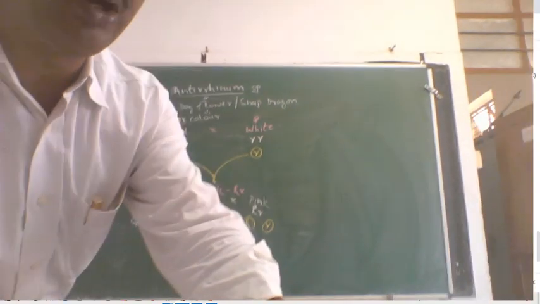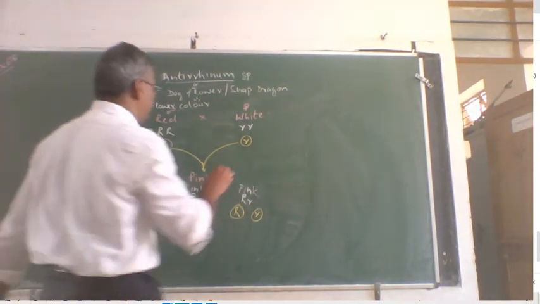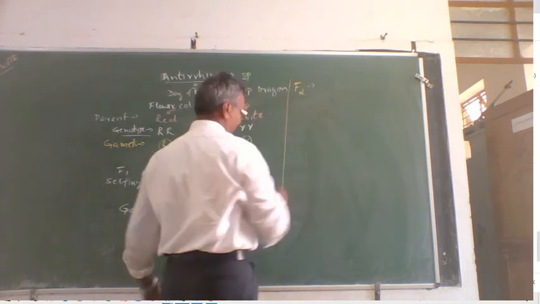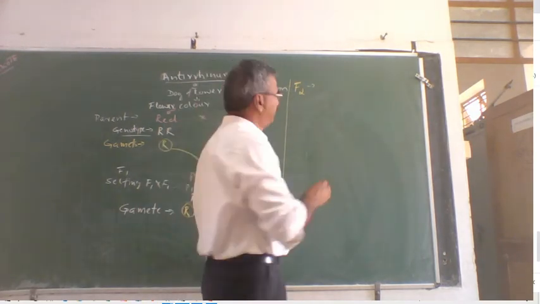Then once they got like this, let us go for F2 here. For F2, you can use the checkerboard.